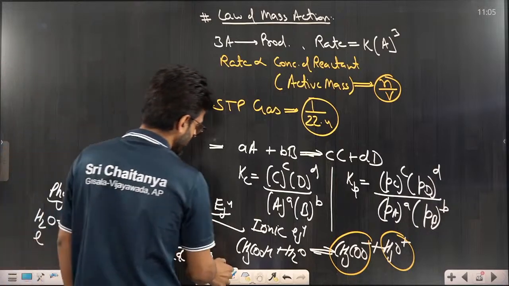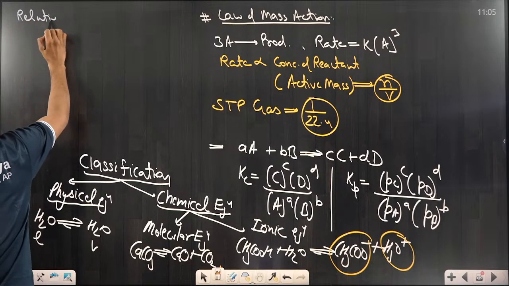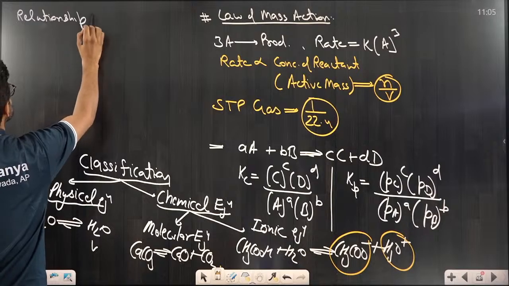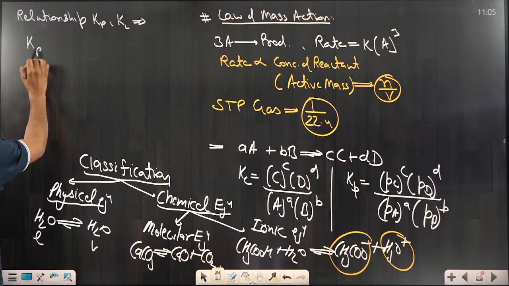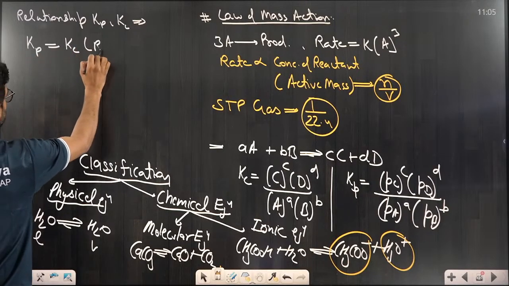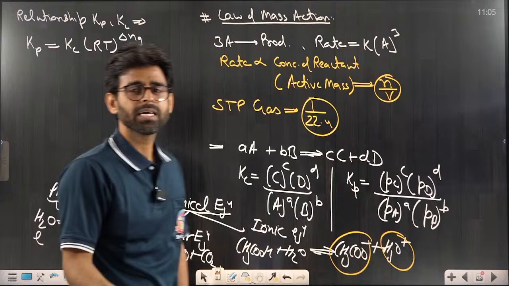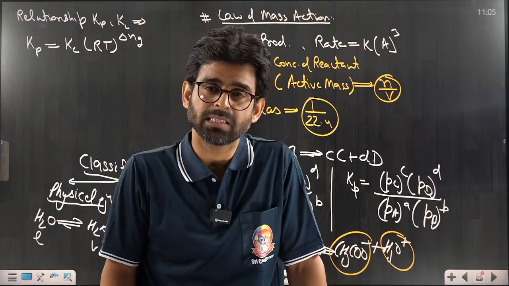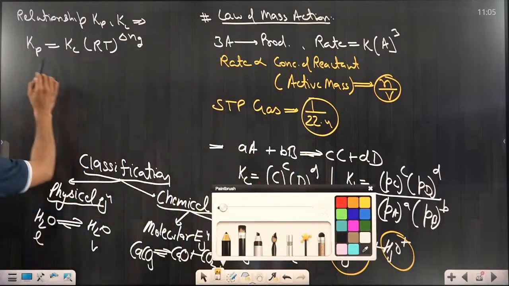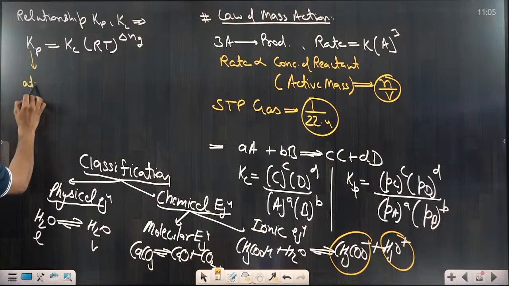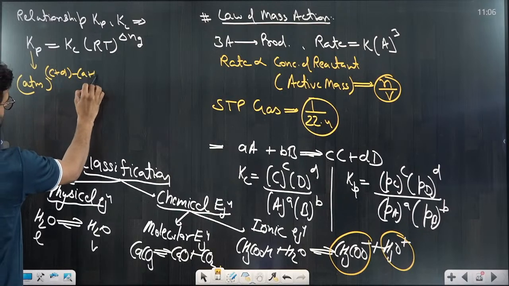If we say the relationship between Kp and Kc, we can relate them, because Kp equals Kc (RT) power delta ng. What is delta ng? Gaseous moles on the product side minus gaseous moles on the reactant side. Normally we take Kp in which units? Atm. Atm power (c + d) minus (a + b).